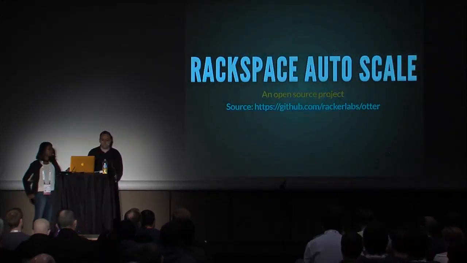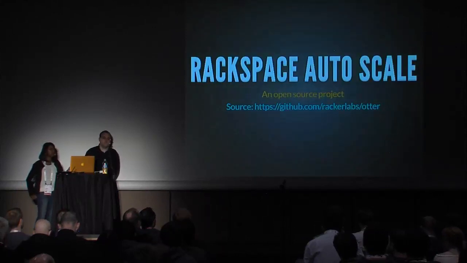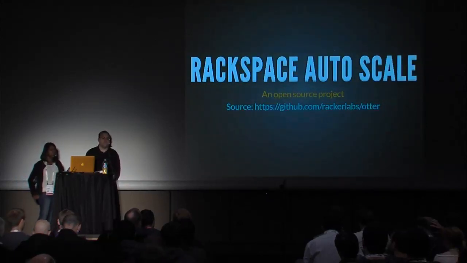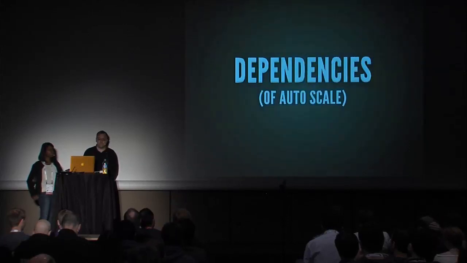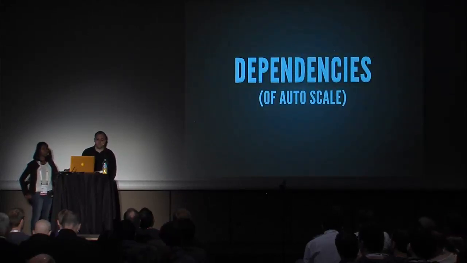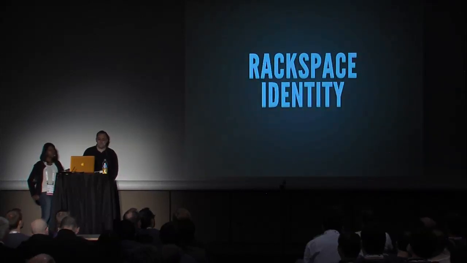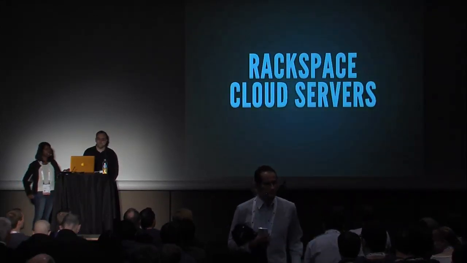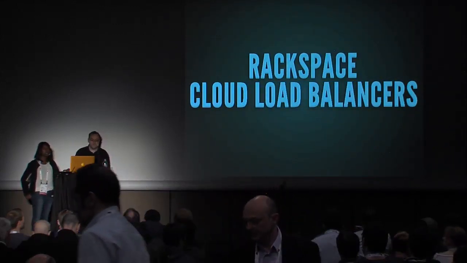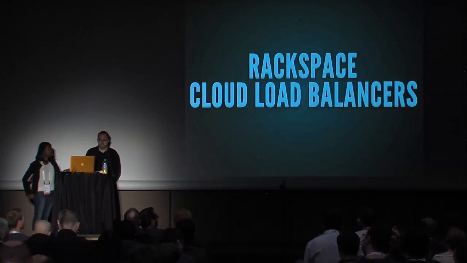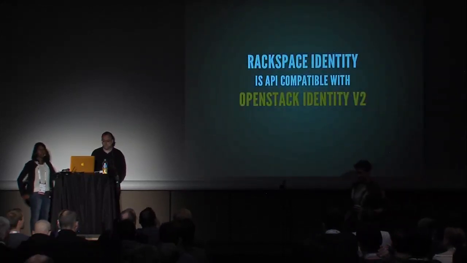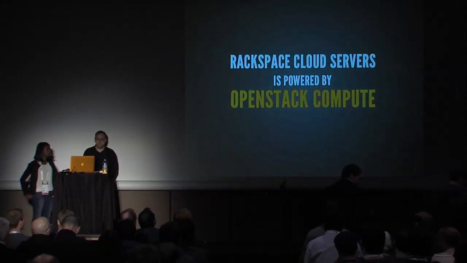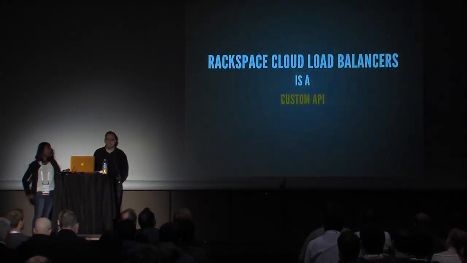So Rackspace Autoscale is an open source project, a solution that Rackspace utilizes to automate the process of getting the right amount of compute capacity for an application by creating or deleting servers, that is scaling up or scaling down servers, and associating them with load balancers. In order to perform these tasks, Autoscale depended upon three backend Rackspace APIs. One was the Rackspace identity for authentication and impersonation, cloud servers for provisioning and deleting servers, and load balancers for adding and removing servers from the load balancers as they were created and or deleted. Rackspace identity is API compatible with OpenStack identity v2, and Rackspace cloud servers is powered by OpenStack compute. Rackspace cloud load balancers is a custom API.